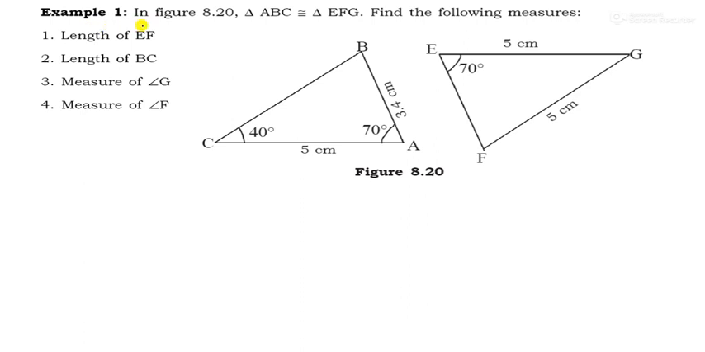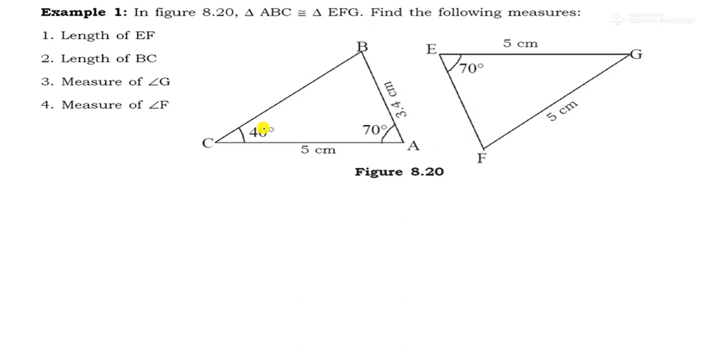In example 1, in figure 8.20, that one, the 8.20 figure. Triangle ABC is congruent to triangle EFG. This triangle is congruent to this triangle. Find the following measures. So, length of EF. Where is length of EF?